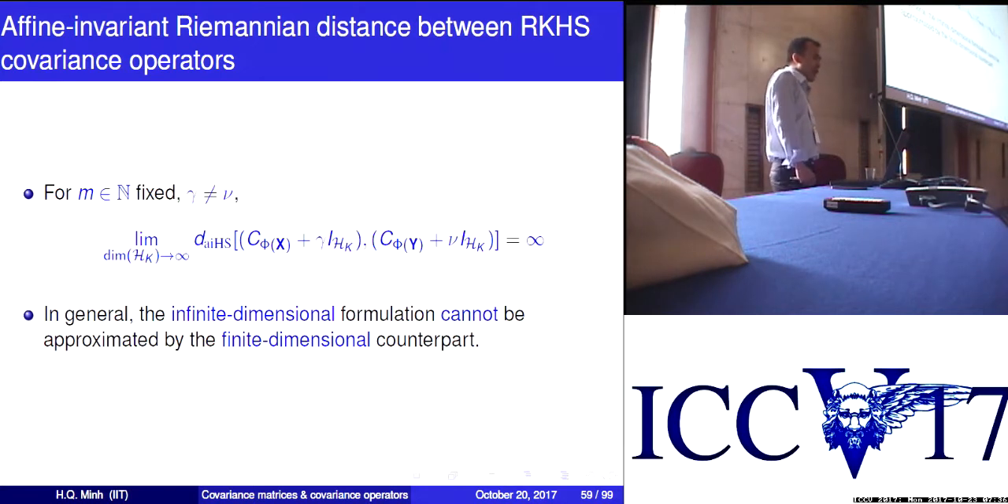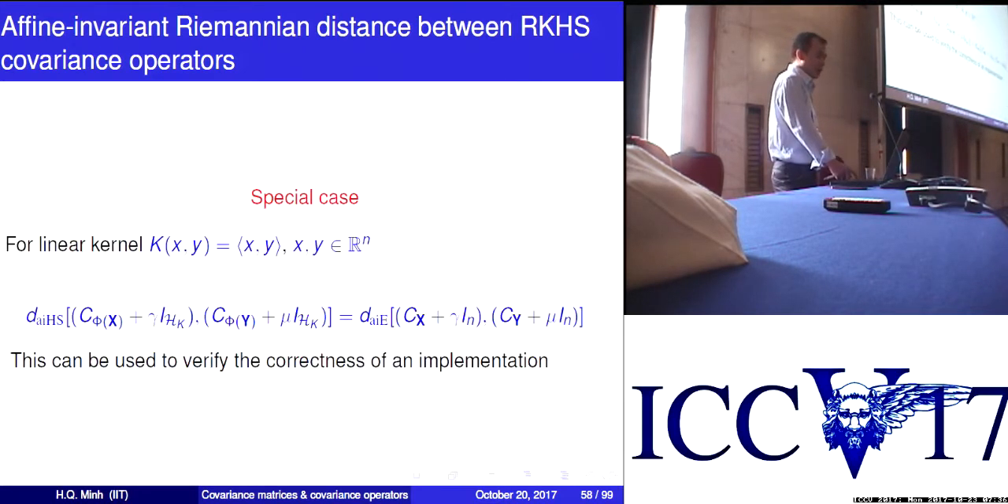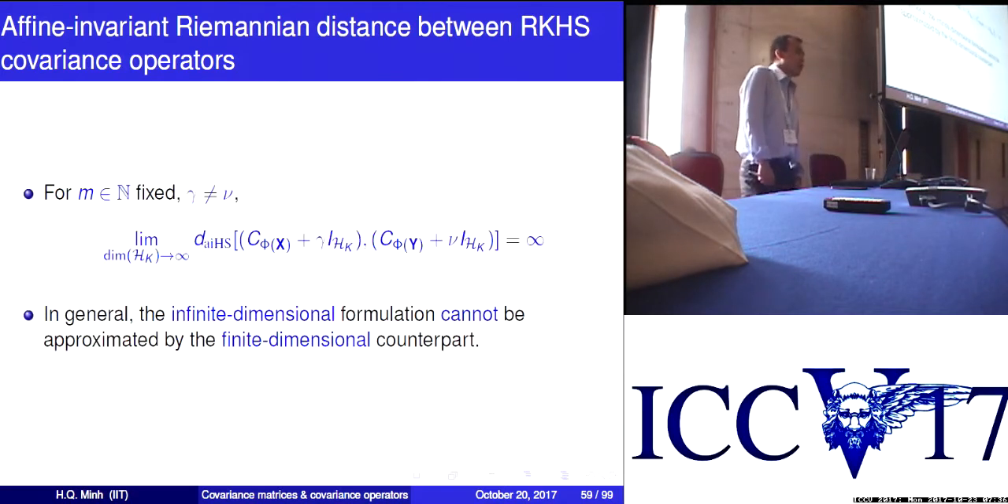Now, if we fix m, then as the dimension of HK goes to infinity, this formula of course goes to infinity. So that's what I meant by saying that the infinite dimensional and finite dimensional formulas are actually quite different. In general, we cannot approximate the infinite dimensional formulation by the finite dimensional counterpart, except in some special cases, such as when gamma is equal to nu, because they have the same form.